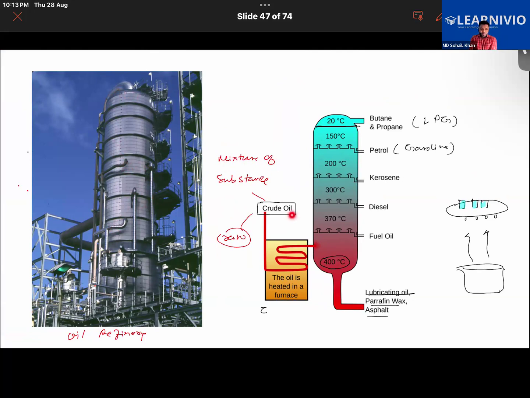Now, when the temperature reaches 150 degrees Celsius, petrol starts to boil, it evaporates and condenses in this chamber, and then it is taken out. Petrol is also known as gasoline. When the temperature of the furnace has risen to 200 degrees Celsius, vapors of kerosene will rise, condense and be taken out, and so on. Diesel and fuel oil. And when the temperature reaches 400 degrees Celsius, we get substances like lubricating oil, paraffin wax, and asphalt. Asphalt was earlier particularly used for the manufacturing of roads. Although bitumen is also used in the construction of roads. Is the concept clear?